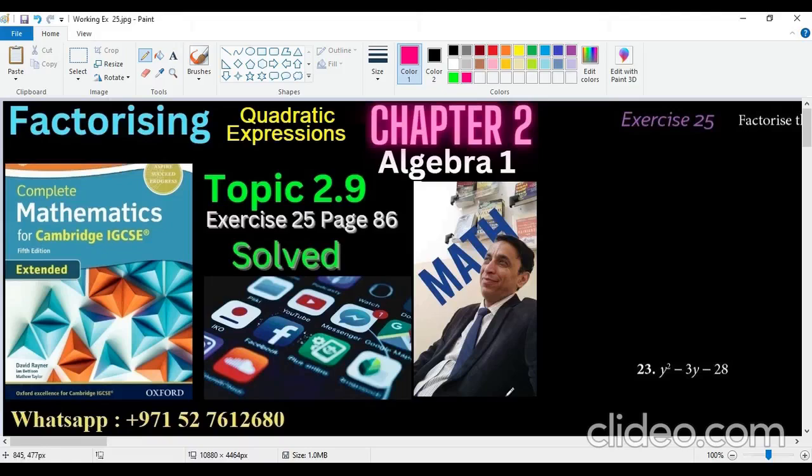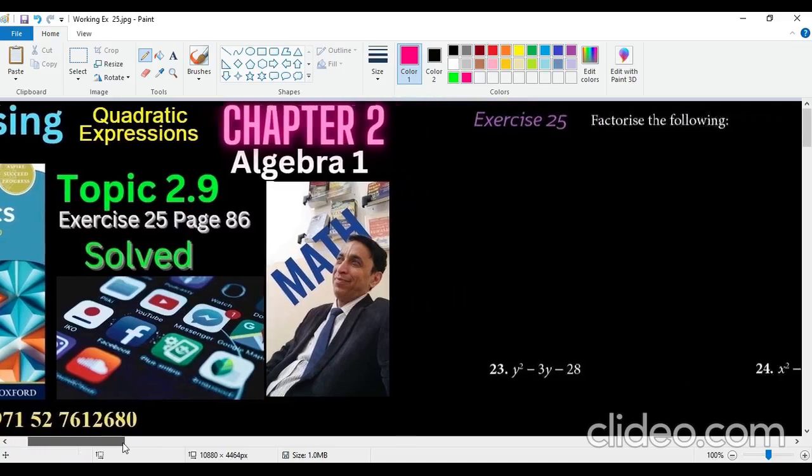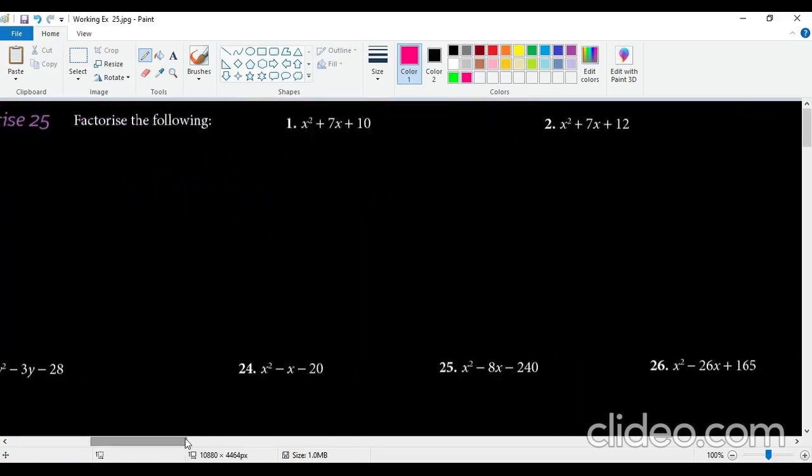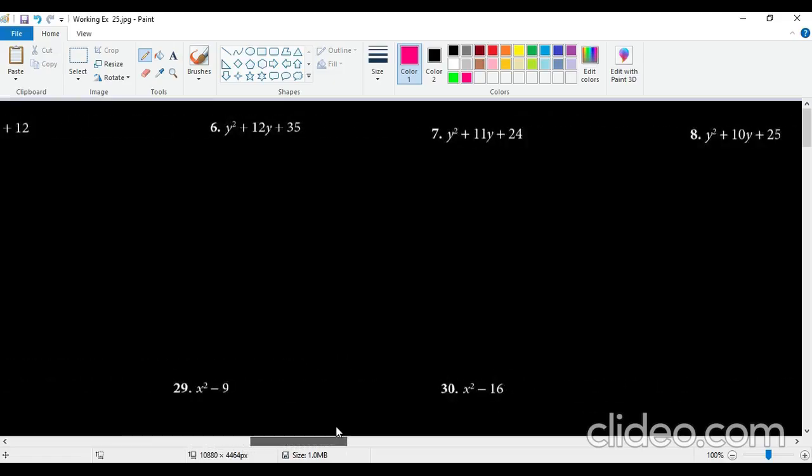Hello everyone. Once again I'm back with exercise 25 that I promised you, and in here we will be factorizing quadratic expressions, and these are special quadratic expressions in which the coefficient of the squares are 1 only. As you can see, the coefficient of every x square value is all 1. In the next exercises, I'll be giving you more.